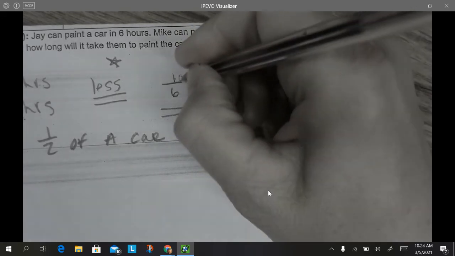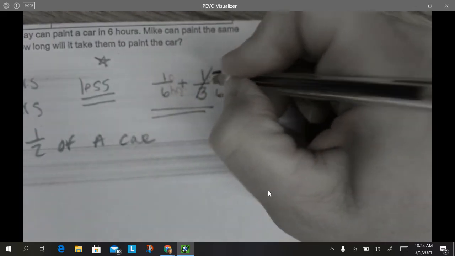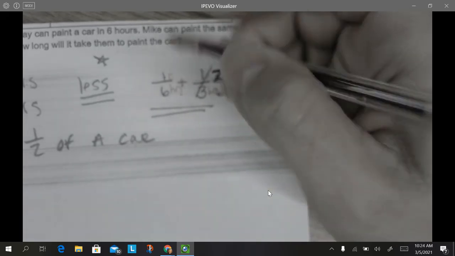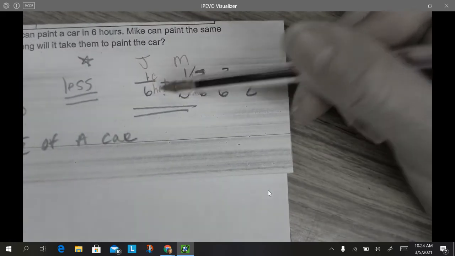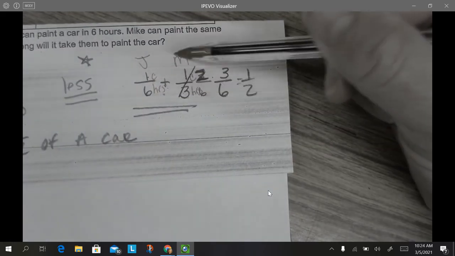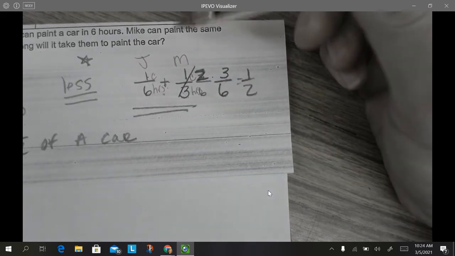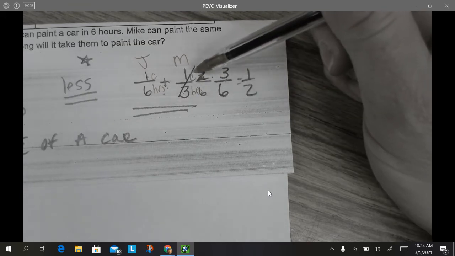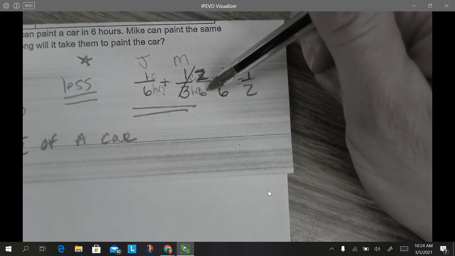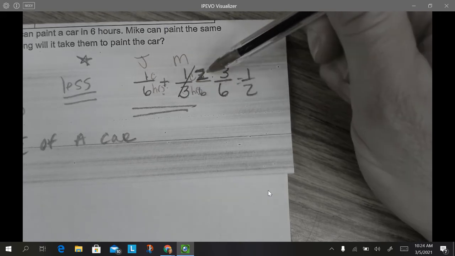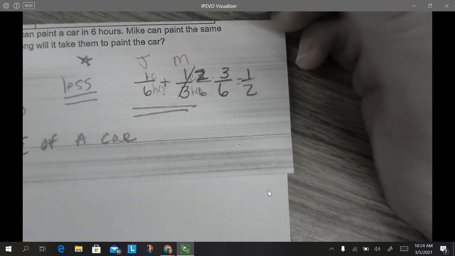1 car for 6 hours plus 1 car for 3 hours. Okay, and so this is what Jay does, and this is what Mike does. Jay does 1 car for 6 hours, and then Mike does 1 car for 3 hours. And if they're working together, I went ahead and I just added this. When you add these fractions, you have to have a common denominator. So this would be 2 to 6. So instead of 1 to 3, I increased it to 2 to 6. So therefore, I can compare these and make these the same, because I have to have the same common denominator.